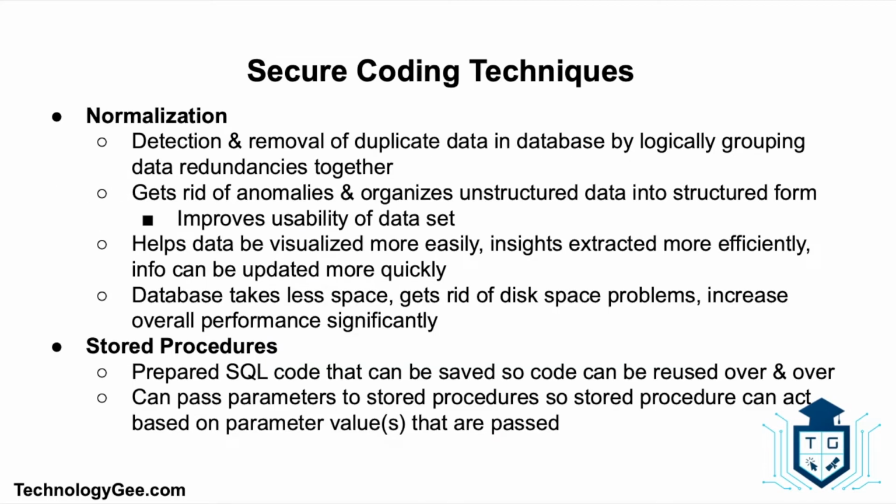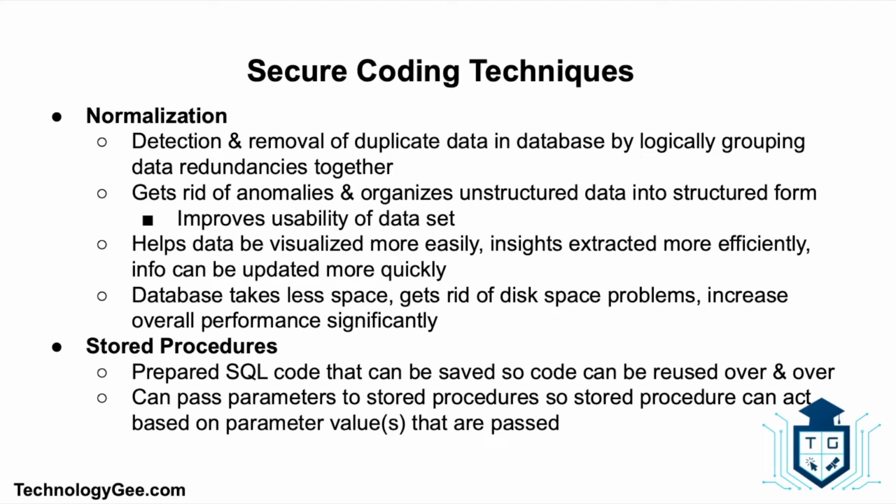Next, we have secure coding techniques. For the CompTIA Security Plus 601 certification exam, you need to be familiar with the following secure coding techniques. The first one is called normalization. This is the detection and removal of all duplicate data in a database by logically grouping data redundancies together. Whenever a piece of data is dependent on another, the two should be stored in proximity within that data set.